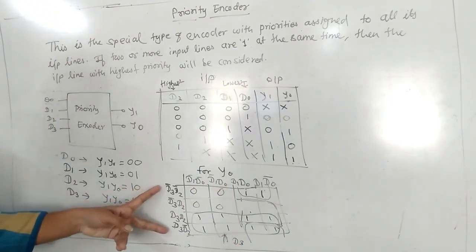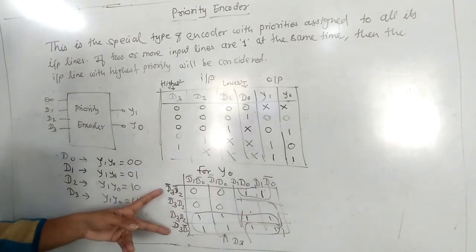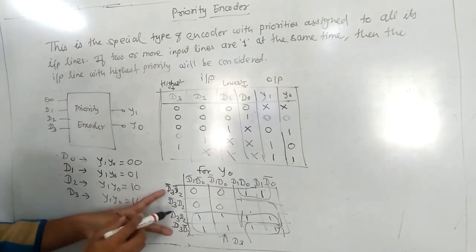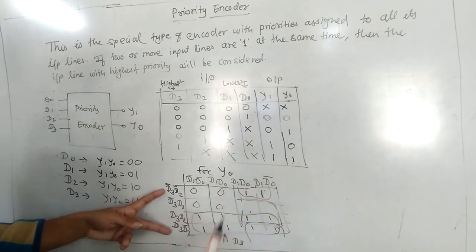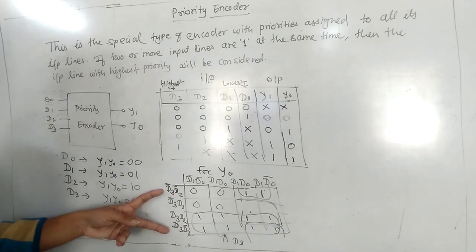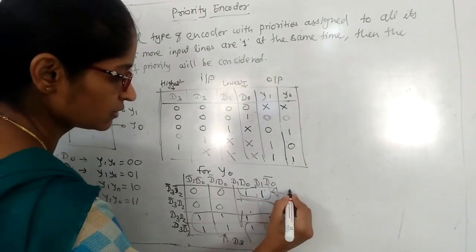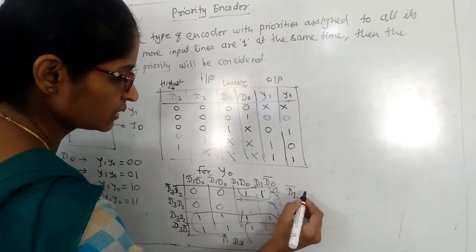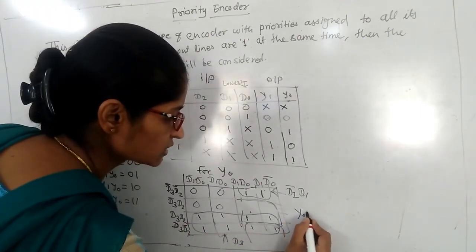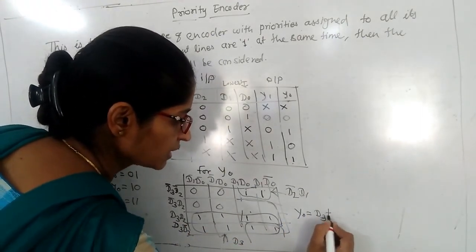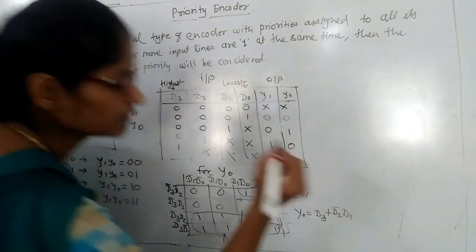For the quad we have to check these two rows, D3 bar D2 bar and D3 D2 bar, and these two columns, D1 D0 and D1 D0 bar. So here D2 bar is constant, D3 is eliminated, and D1 is constant and D0 is eliminated. So we get the term D2 bar D1. So this is the equation for Y0, that is D3 plus D2 bar D1. So here we get Y0 equal to D3 plus D2 bar D1.